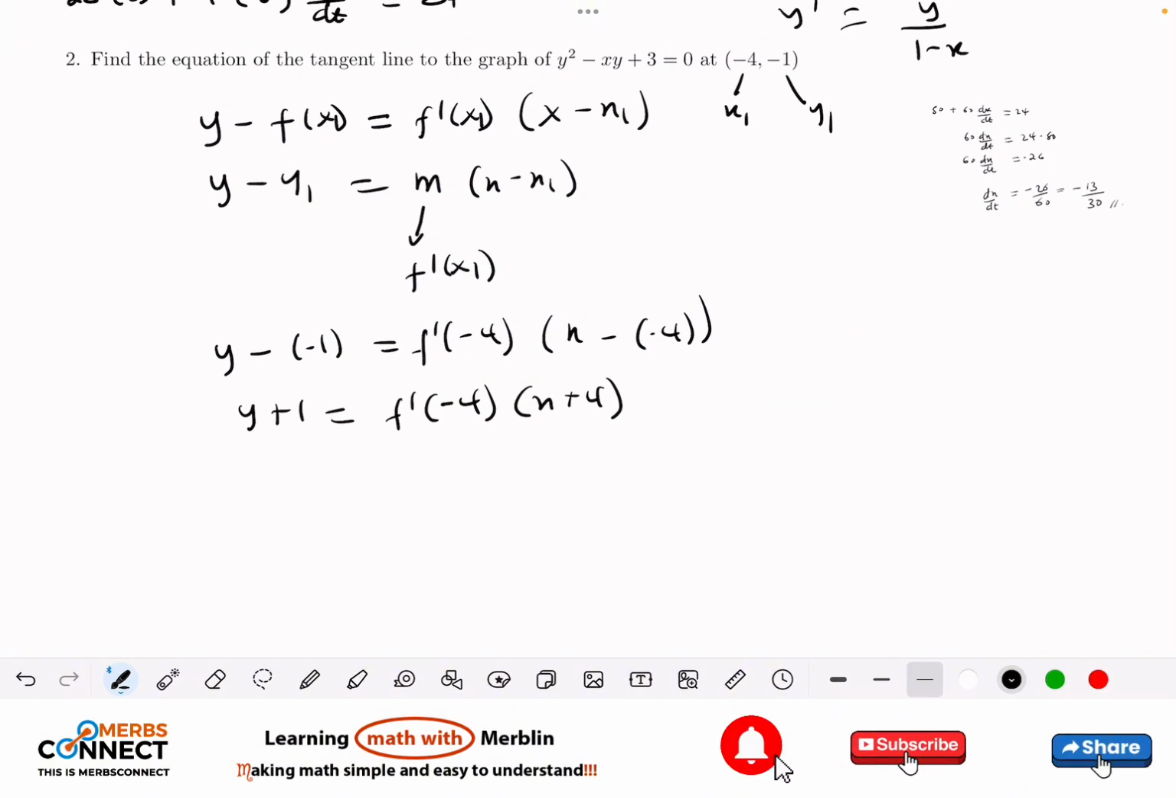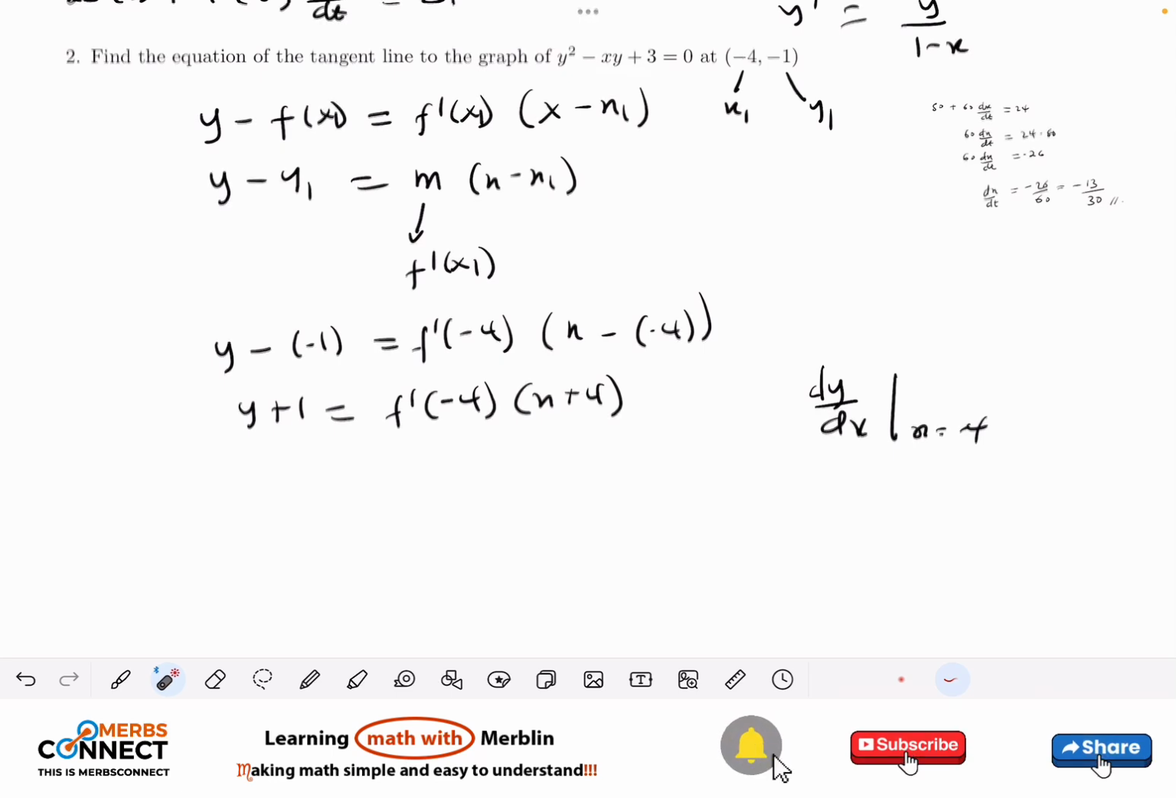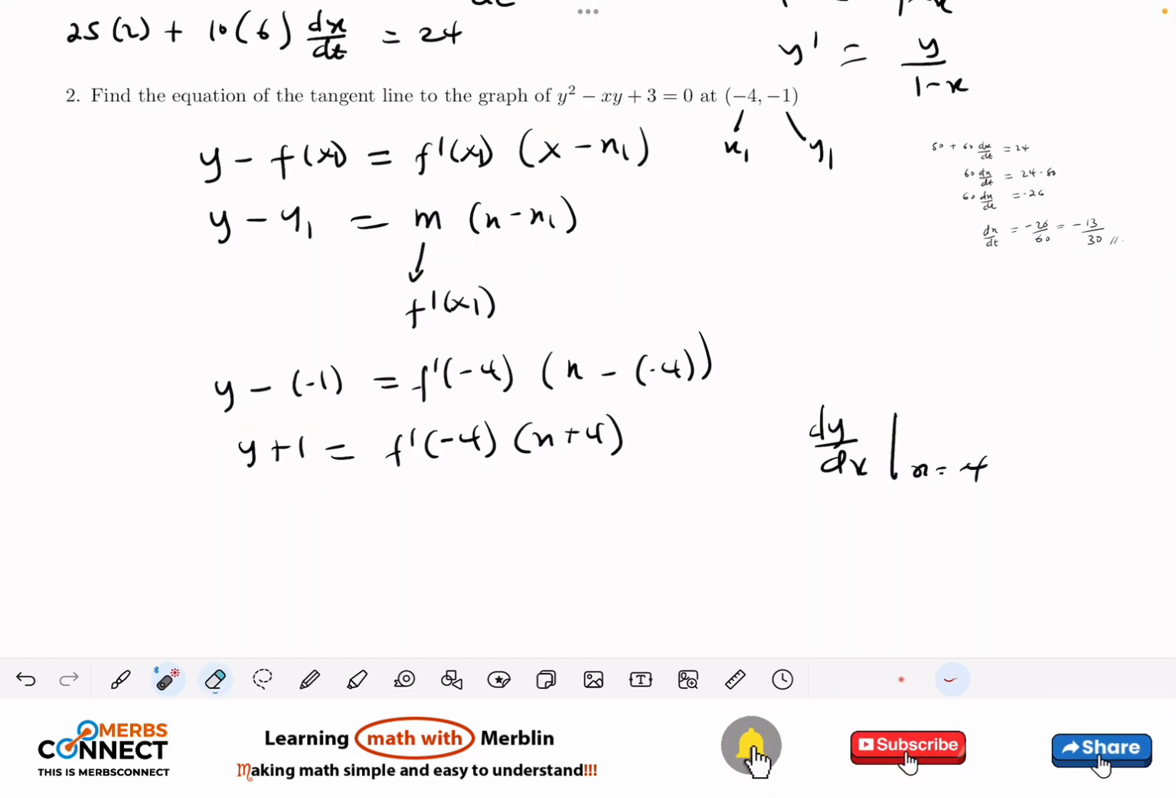Now, what we just need to look for is f prime of what? Negative 4. In other words, this here is dy over dx, evaluated at what? Negative 4, when x is equal to negative 4. So it means that we need to pick this equation here and use implicit differentiation to get our dy over dx. So let's write it here. X squared minus xy plus 3 is equal to 0.